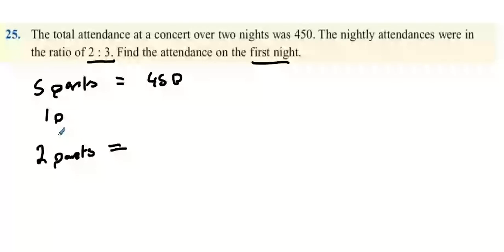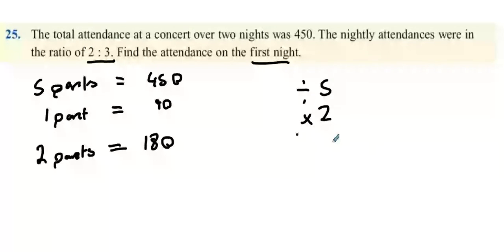Divide both sides by 5 to find out what 1 part is. 1 part will be 90, and then multiply that by 2 to get 2 parts equals 180, and you're done. Essentially divide by 5, multiply by 2.